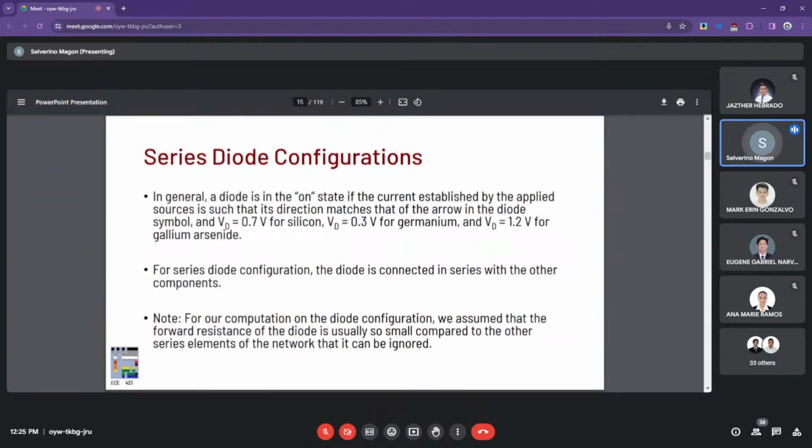For series configuration, the diode is connected in series with other components. Now, take note that for computation of the diode configurations, we assume that the forward resistance of the diode is usually small compared to the other series elements of the networks. And in such cases, the internal diode resistance can be neglected.